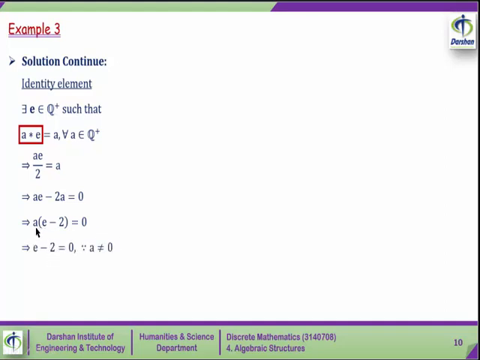Now A is non-zero. Why? A is a positive rational number. Implies E minus 2 is equal to 0. Implies E is equal to 2, which is from Q plus. So hence 2 is the identity element of Q plus under binary operation star.